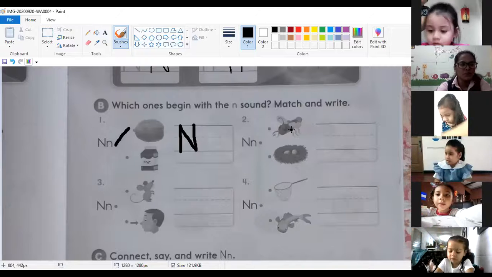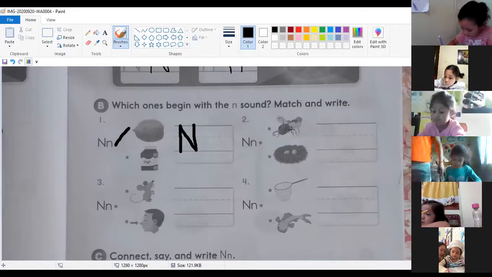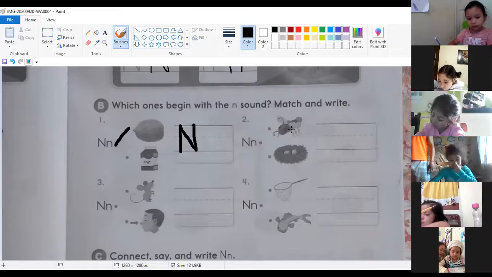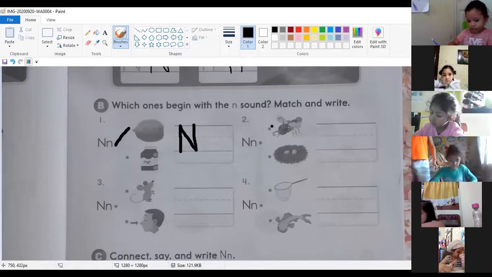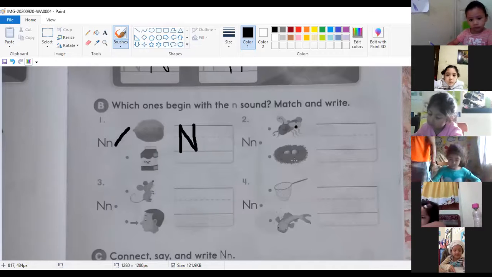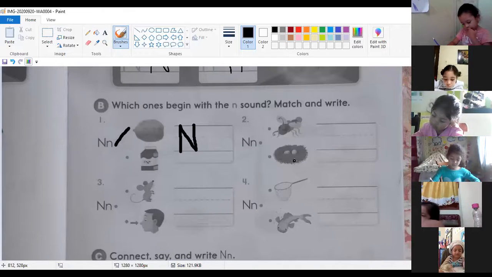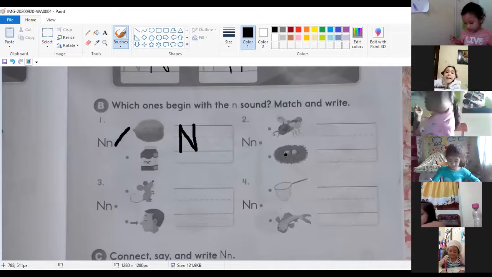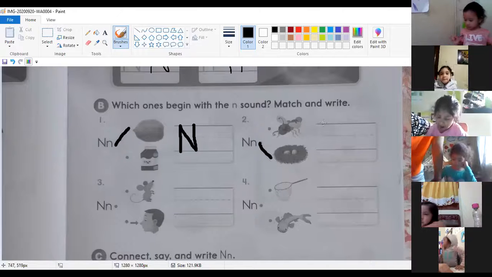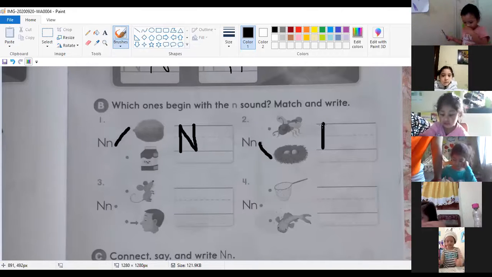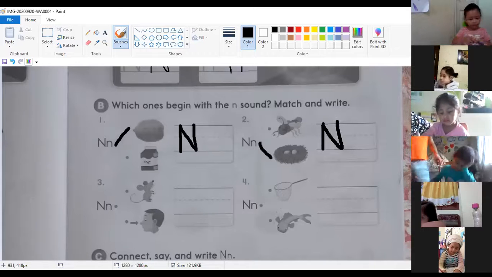Number two, who can help me with number two? I want to ask Camila. We have an ant and a nest. Which picture begins with letter N? Ant or nest? Nest. Yes, so we are going to match the letter N with nest. And here we are going to write the letter N. Excellent, Cami.